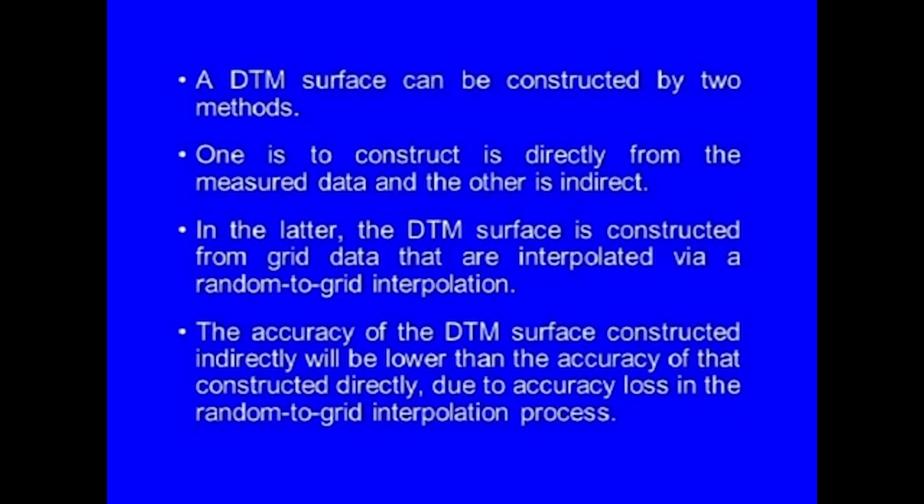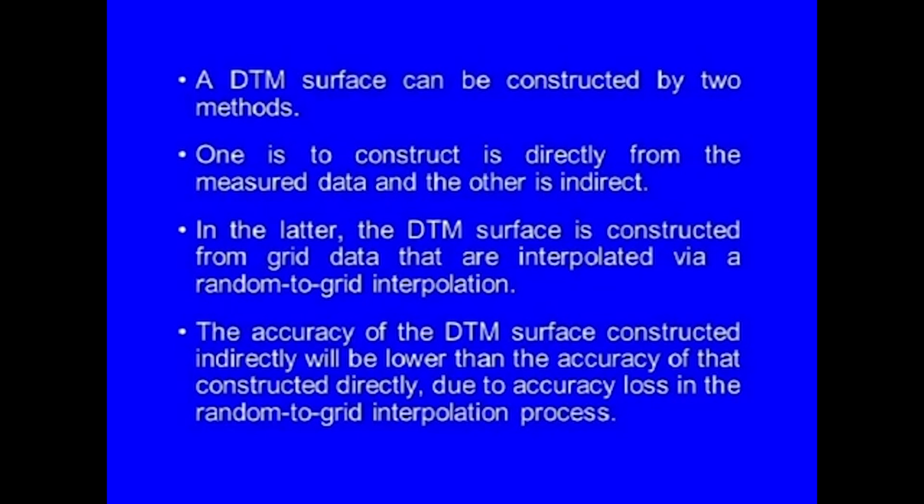A DTM surface can be constructed by two methods. One is to construct it directly from the measured data, and the other is indirect. In the latter, the DTM surface is constructed from the grid data that are interpolated via a random to grid interpolation.